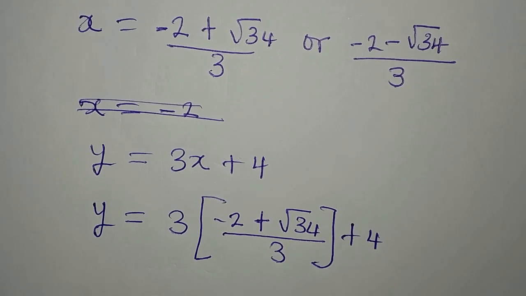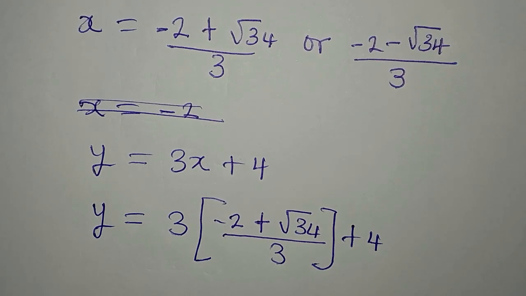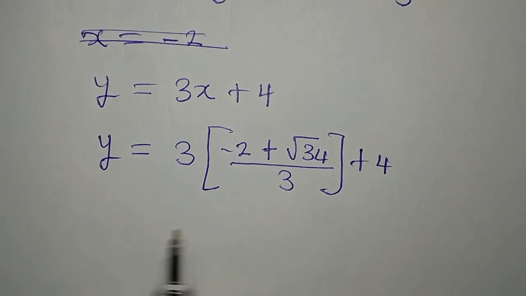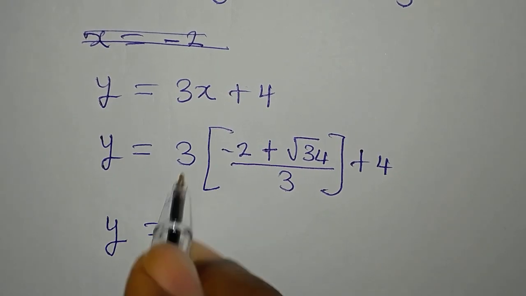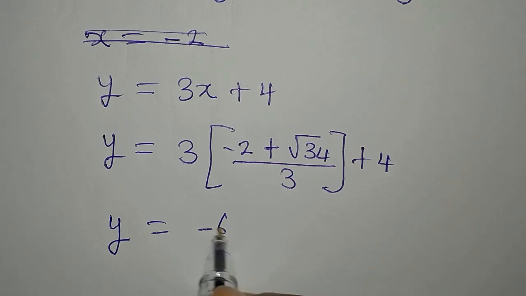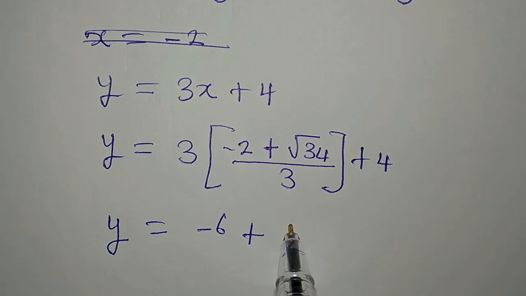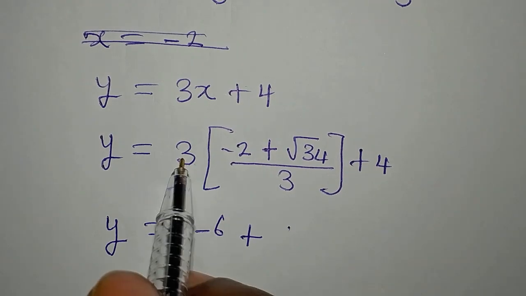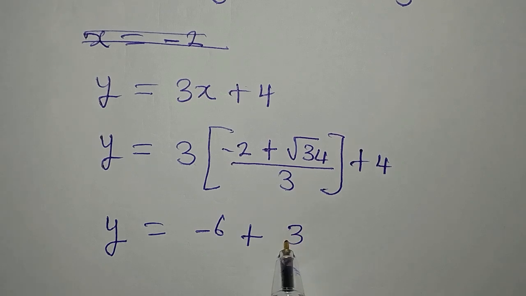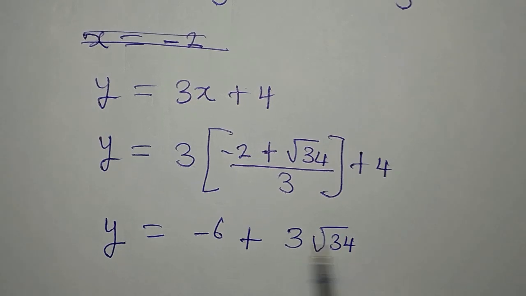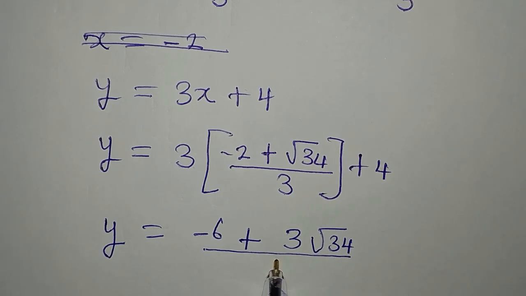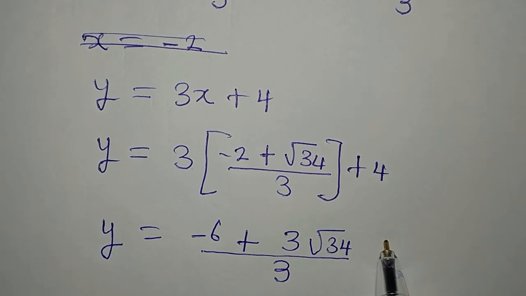But then we can decide to simplify what we have here very quickly. Now y will be equal to 3 times minus 2 is minus 6, then plus 3 times this will give us 3, then we have square root of 34. Remember that the whole of this is over 3. Then we still have plus 4.